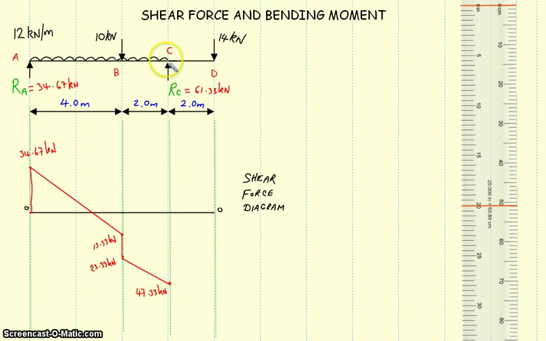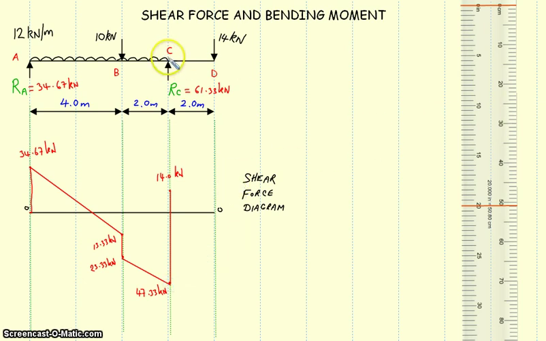We've now reached point C, and at point C you will notice that we had the reaction C, which was an upward reaction of 61.33 kilonewtons. So if we're down 47.33 and we're being driven back up by this reaction of 61.33 kilonewtons, then you will find that we will be pushed up to a point 14 kilonewtons above the zero line. And again, we need to connect those 2 lines together.